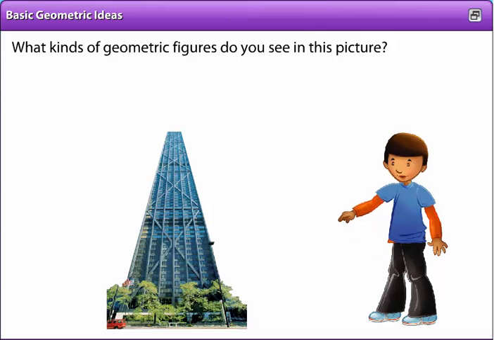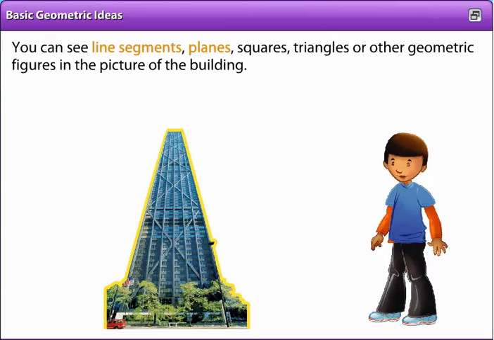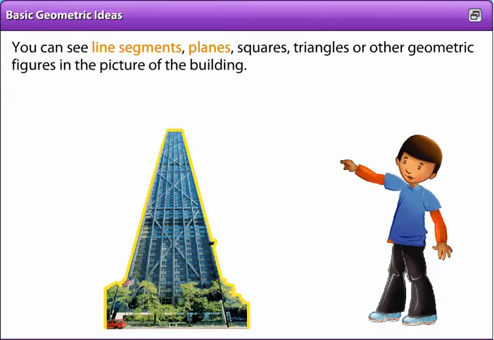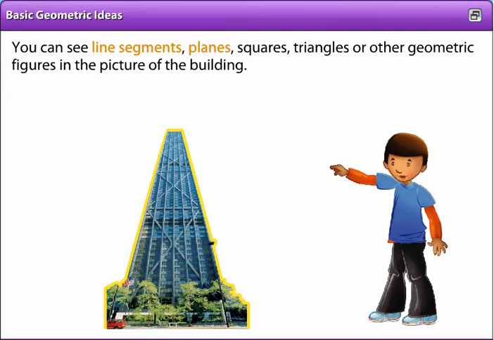What kinds of geometric figures do you see in this picture? You can see line segments, planes, squares, triangles, or other geometric figures in the picture of the building.